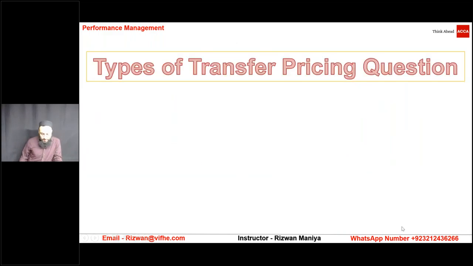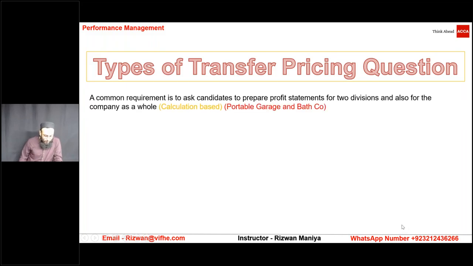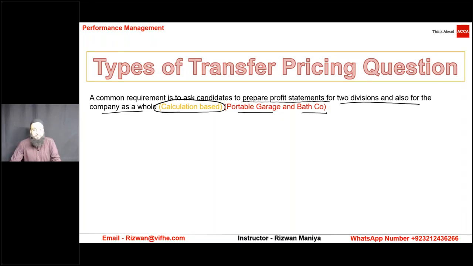Now, let's move towards the types of transfer pricing questions tested in exams. A common requirement has been tested where you are required to prepare a profit statement for two divisions and also for the company. Very much calculation based. Portable Garage and Bath Company are the examples. I have done these two questions in previous webinars. I will share the link in the $1 Million Plan so that you can watch those and improve yourself.